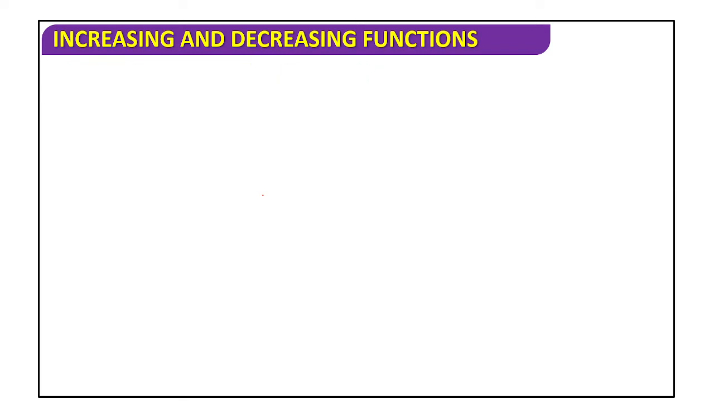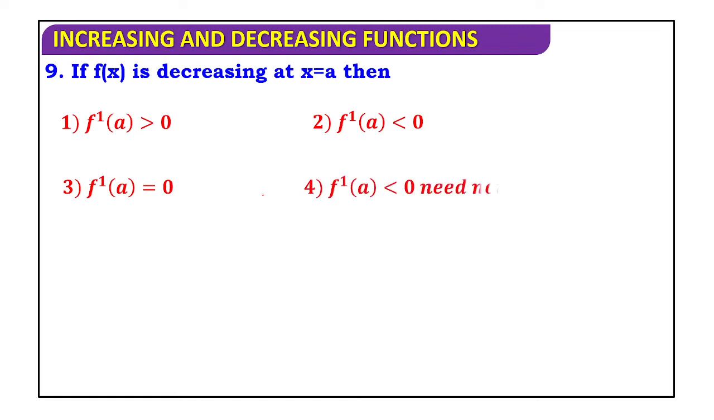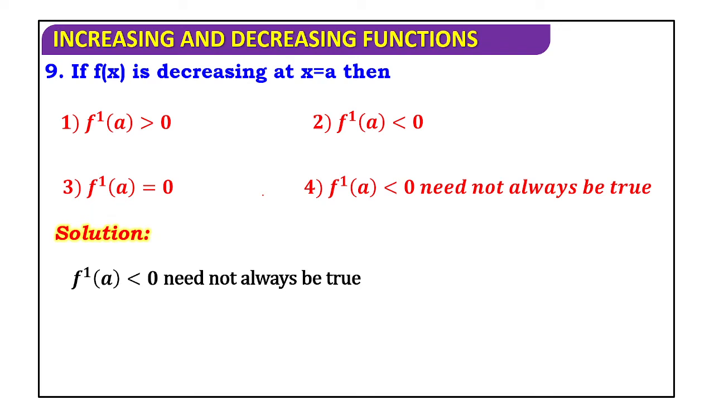Clear? Okay. Now let us go to problem number 9. F of x is decreasing at x equal to a, then f dash of a is greater than 0, f dash of a is lesser than 0, f dash of a is equal to 0, or f dash of a is lesser than 0 need not always be true. So my dear students, here from the definitions we know that it need not always be true. Okay, for some particular functions, whenever f dash of x is greater than 0, it may be decreasing. Clear? So always it need not be true.